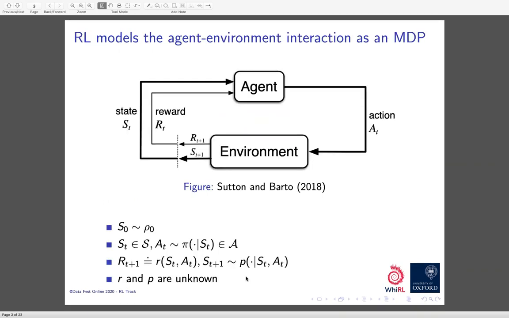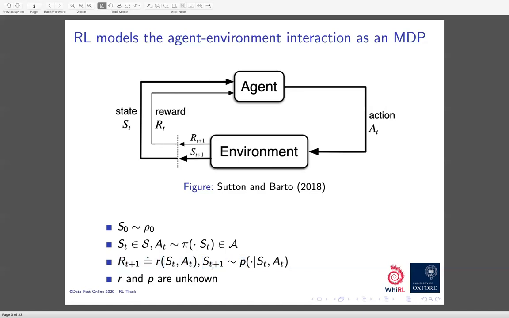Reinforcement learning usually models the agent-environment interaction as a Markov decision process. So here we have an agent and an environment. The agent keeps interacting with the environment. At time step t, the agent is at a state st. Then it selects an action at according to a policy pi. The environment will receive and execute the action. Then the environment will emit a reward rt+1 according to the reward function r, and lead the agent to the next state st+1 according to a transition kernel p.